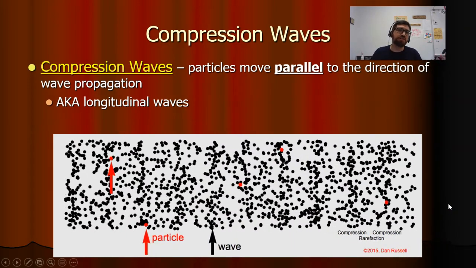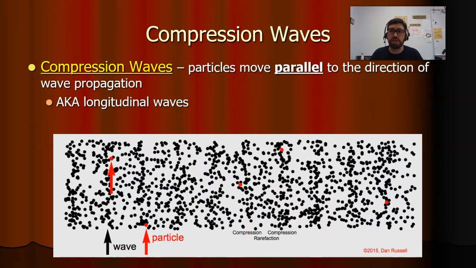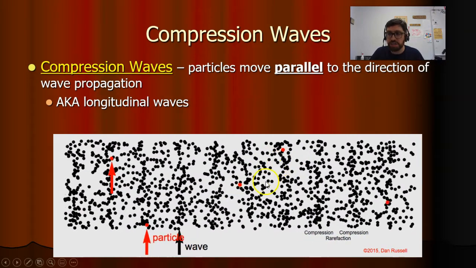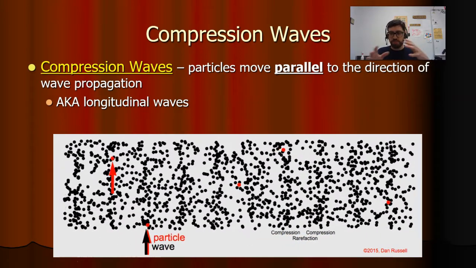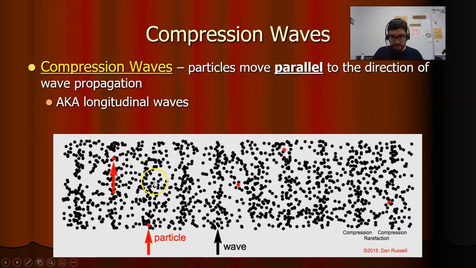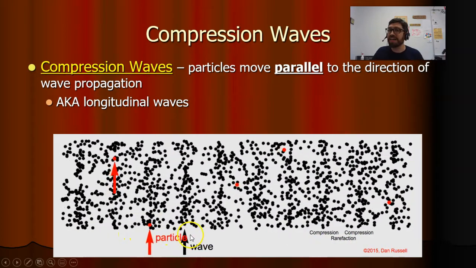But here's an illustration of what a compression wave looks like. Notice these red particles that have been highlighted in the illustration are simply moving back and forth. They go right, they go left, they go right, they go left. But if you zoom out a little bit and look at the picture as a whole, you can clearly see that there is a wave moving from the left side of your screen to the right side of your screen, but it's not carrying the particles. These particles are staying where they are. The particles are not moving left to right, but the wave is.